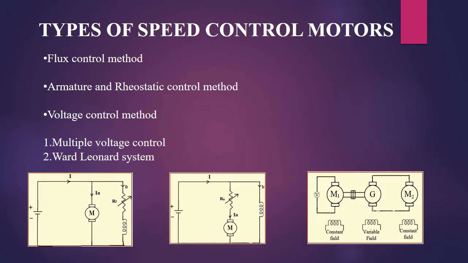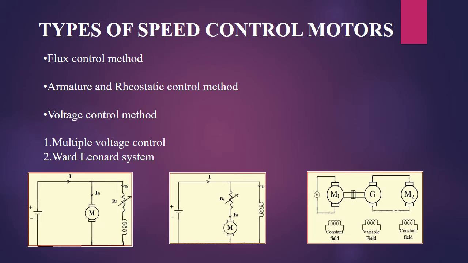Next one is the voltage control method. In this voltage control method, the voltage source supplying the field current is different from that which supplies the armature. This method is used for large size motors and it is very expensive. In this type, there are two types: one is multiple voltage control and another one is the Ward-Leonard system.